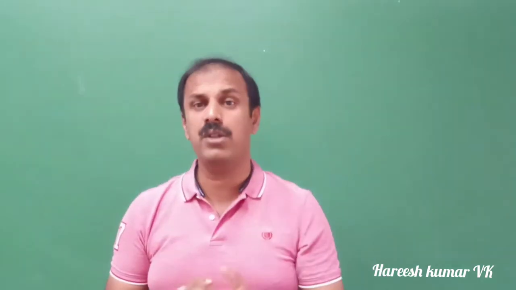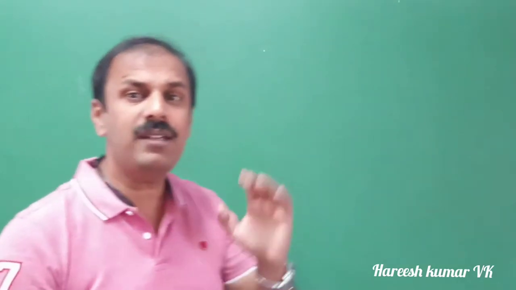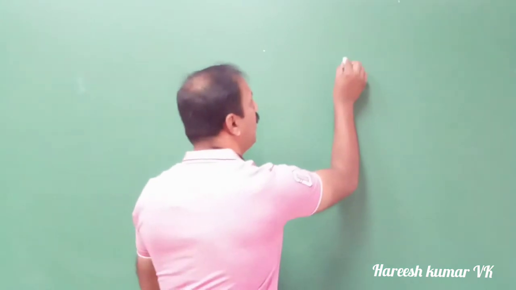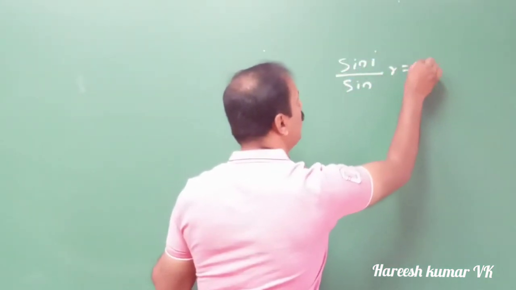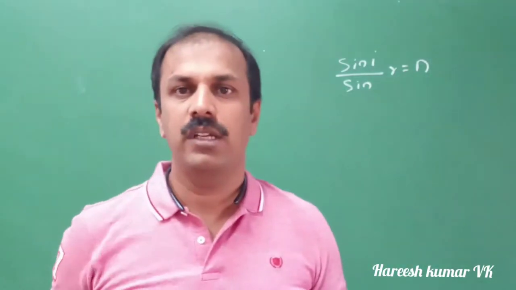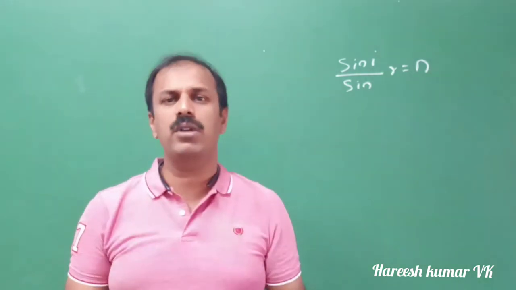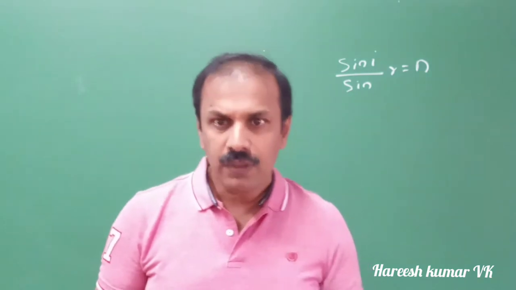And the second part is Snell's law. Sin i by sin r is equal to a constant, and this constant is called the refractive index. Sin i by sin r is equal to n. So that n is the refractive index. Now we have to study more about this refractive index, or discuss the refractive index in detail.